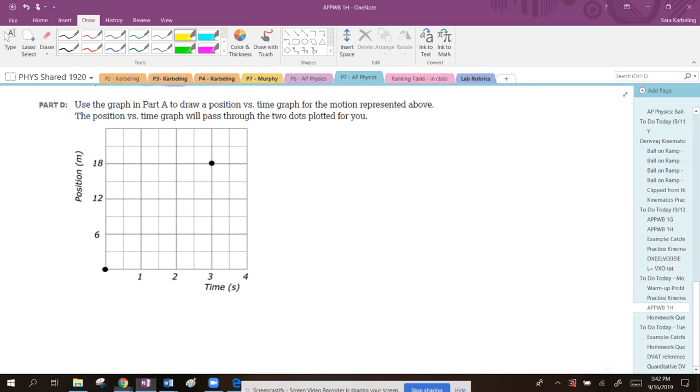I want to know where this point comes from. Yeah. Where does that point come from? How do I know that this point should be on the graph? Any idea?